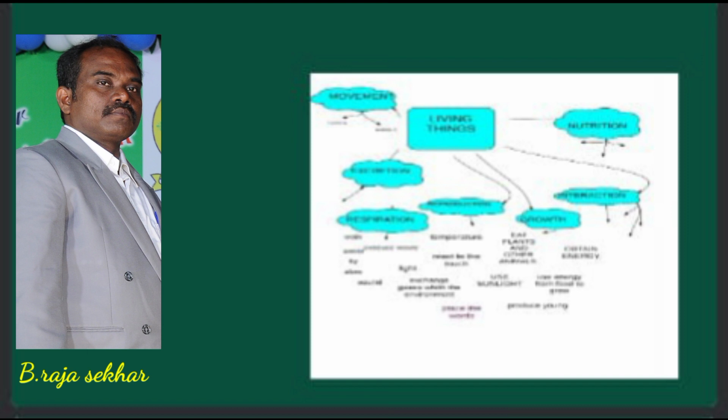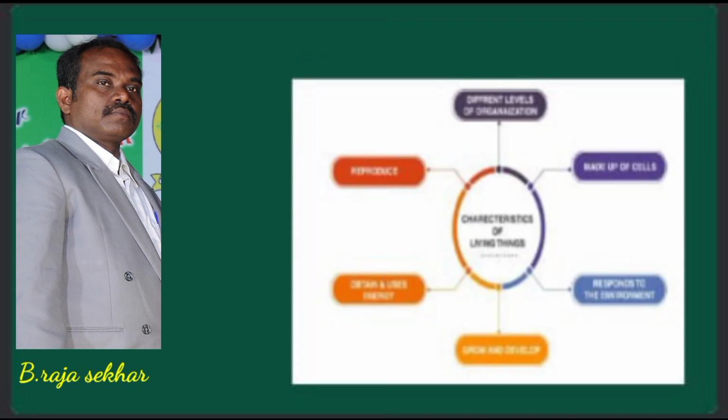See the flow chart, my dear students. Living things like plants, animals, humans, and microorganisms. The different characteristic features of living organisms: movement, excretion, respiration, reproduction, growth, nutrition, all these are the important characters of living organisms.